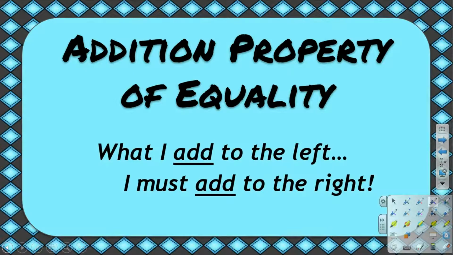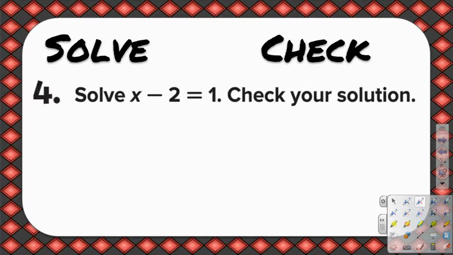Okay, we're moving on now to addition property of equality. And on this one, what we add to the left, we must add to the right. Okay, for number 4, we're going to go ahead and we're going to solve. First thing we do is we rewrite the equation, x minus 2 equals 1. Again, we're going to isolate the variable and get the x all by itself. And this time we need to get rid of the -2. What is the opposite of -2? +2. So we're going to add 2 to this side.